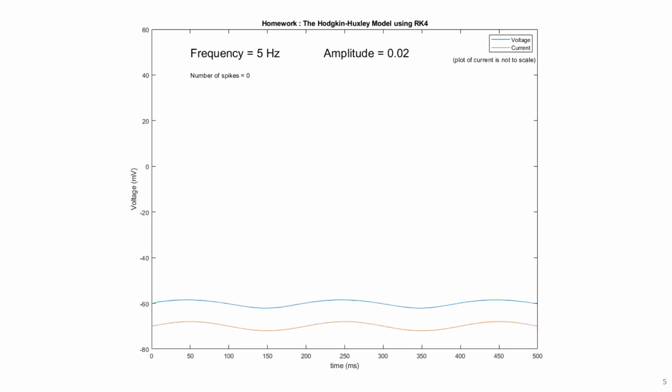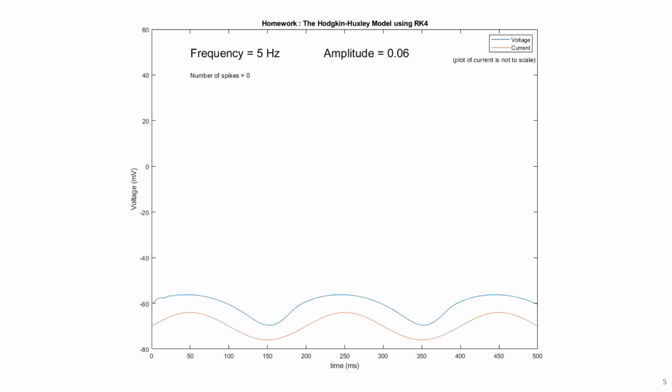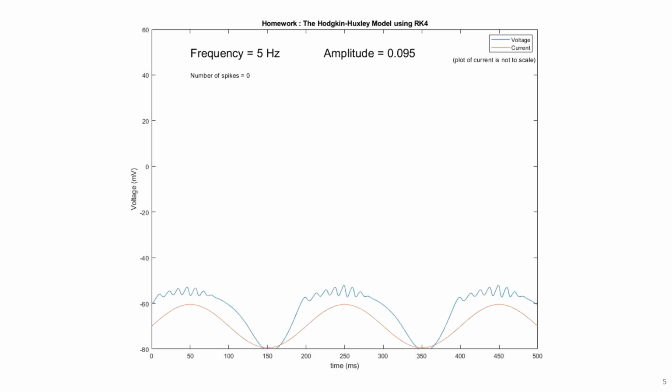So when I have a very small amplitude of the current at 5 hertz, we see that this is the current graph, and I've already mentioned in here that the plot of current is not to the scale. So you see the y-axis, it's voltage in millivolts. It starts from -80, it goes all the way up to 60 millivolts. So this is voltage, but the current is just for reference. I haven't put a y-axis for that. It's just to see the shape and where the peaks are so that we can relate to stuff.